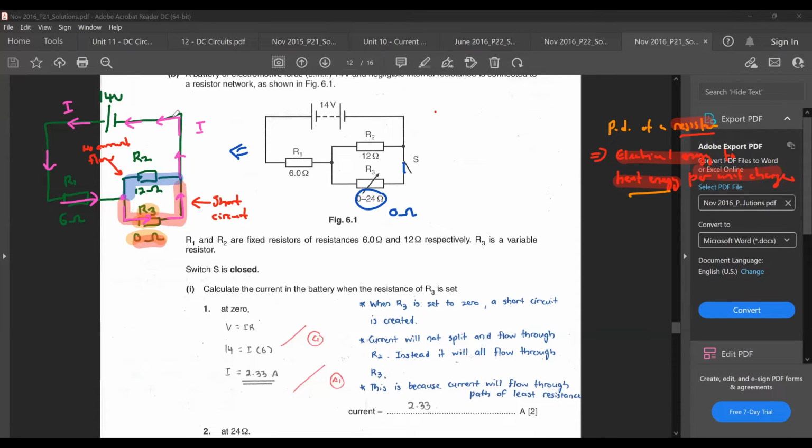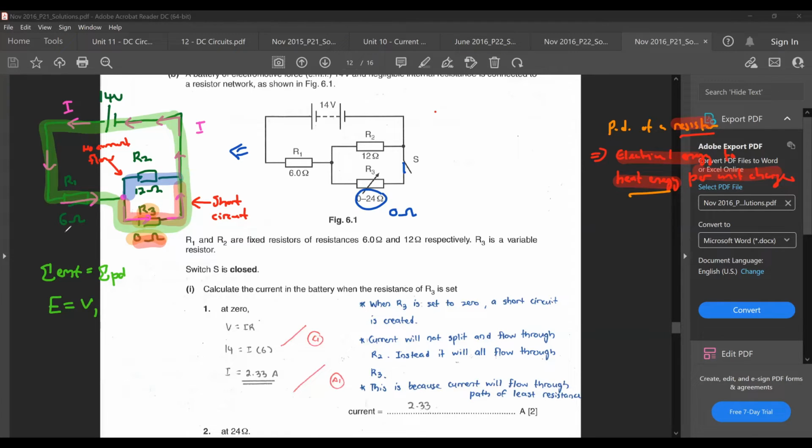If you apply Kirchhoff's second law, maybe I need to use a different color. Okay, now I use light green. If you apply Kirchhoff's second law for a loop, you apply it for this portion here, the part that includes the short circuit path. In other words, just include the path where you have current. Sum of EMF equals sum of PD. EMF E is equal to V1 only.